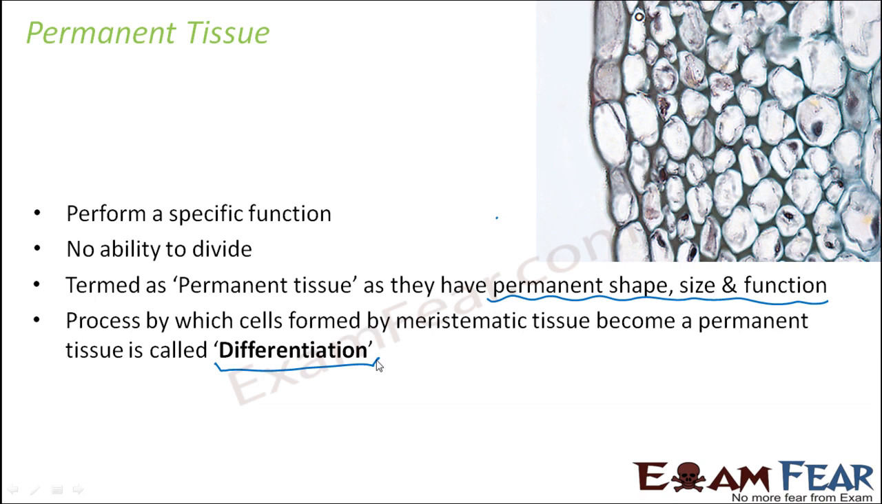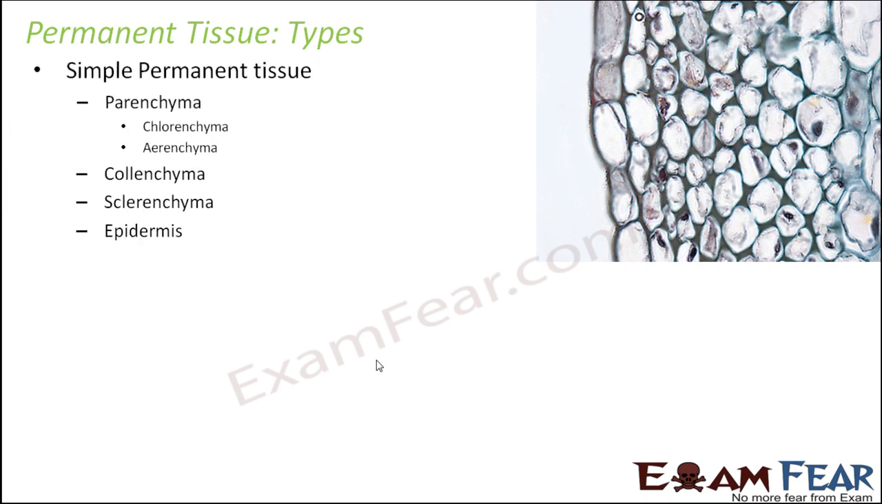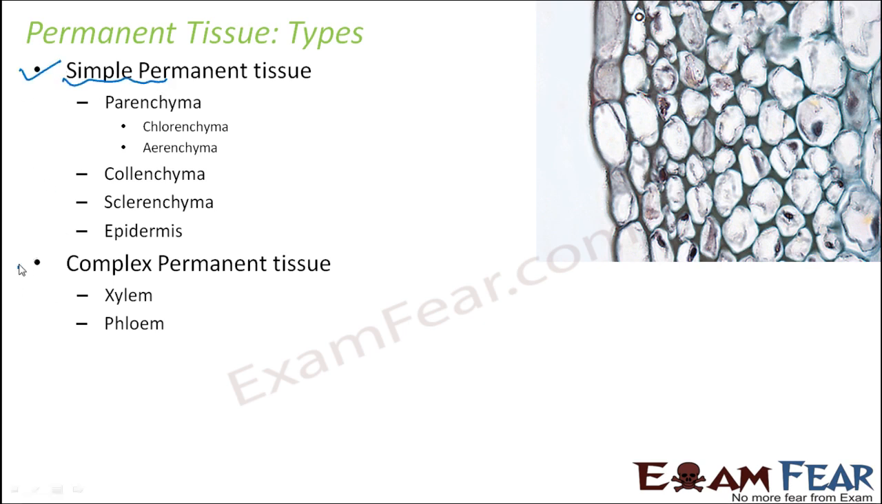Now we will look at the various types of permanent tissue. Broadly, there are two types of permanent tissue: complex permanent tissue and simple permanent tissue. As the name suggests, simple is going to be something simple, not too many complications, and complex is going to have some complications. Simple permanent tissues are of several types: parenchyma, collenchyma, sclerenchyma, and epidermis. Whereas complex permanent tissues are of two types, xylem and phloem.